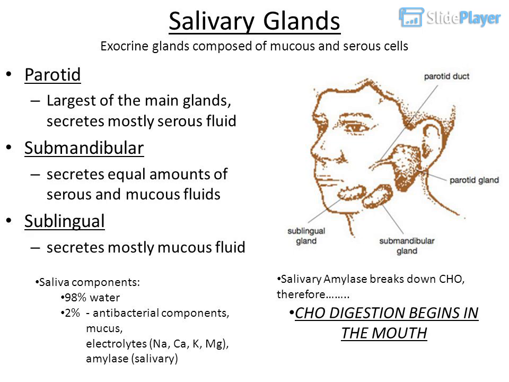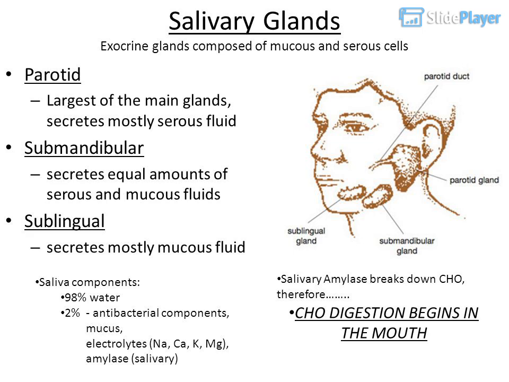Salivary glands are exocrine glands composed of mucus and serous cells. Parotid: the largest of the main glands, secretes mostly serous fluid. Submandibular: secretes equal amounts of serous and mucus fluids. Sublingual: secretes mostly mucus fluid.